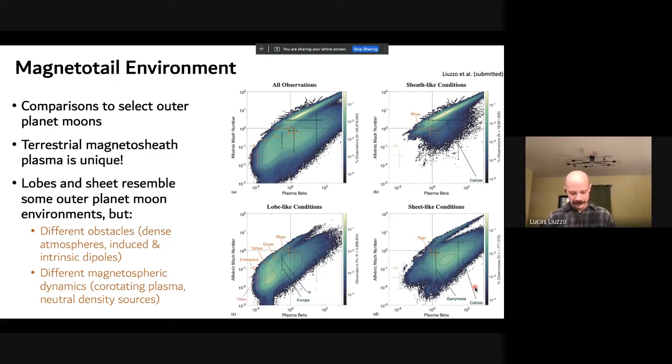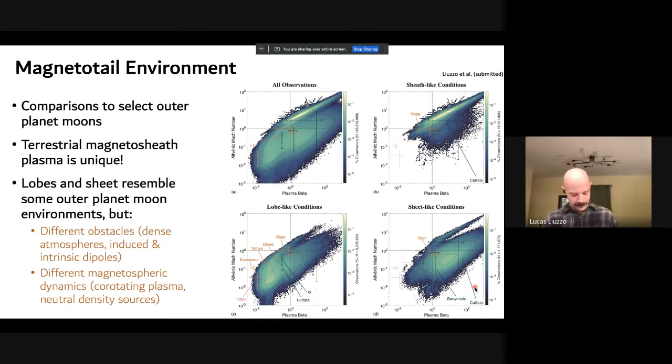But I also want to emphasize here that even though some of these dimensionless parameters are similar, the obstacle to that plasma flow in the case of the moon, or in the case of some of these outer planet obstacles, can be entirely different. For example, the moon doesn't have a very dense atmosphere like we would see at Titan or Triton. And there's no global magnetic field at the moon like we see at Callisto or Ganymede, for example. And even just the dynamics of Earth's magnetosphere are completely different than Jupiter and Saturn.